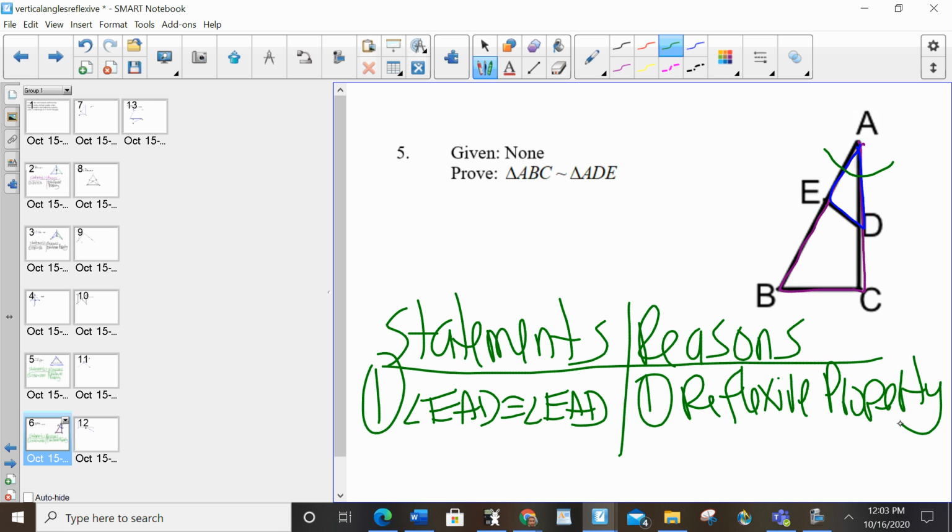So that's basically it for reflexive property. There's a bunch more practice examples that you can try on your own, but you're looking for a side or an angle that's in both triangles. Once you find it, you state that it's congruent to itself, and the reason is reflexive property.